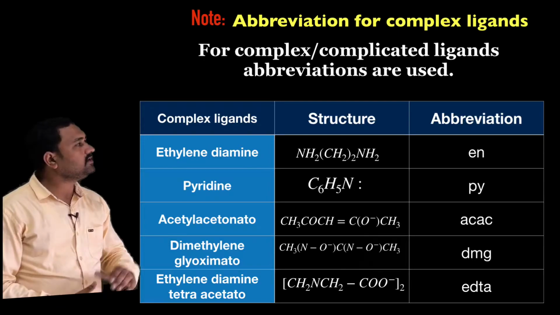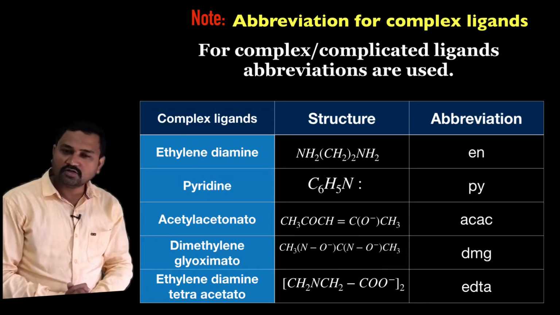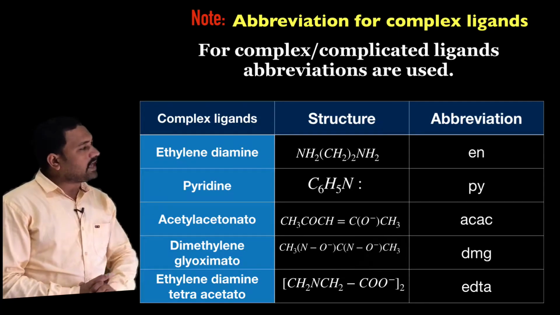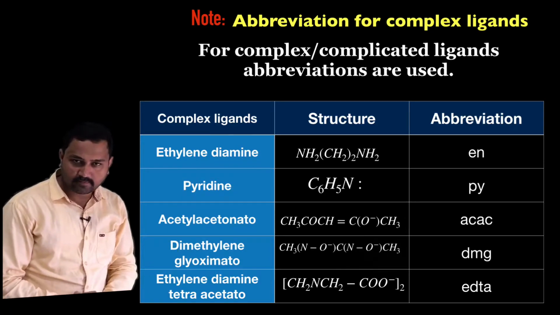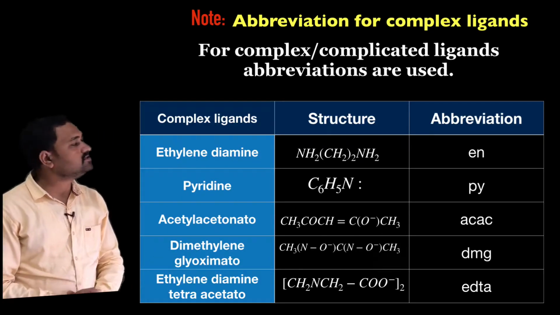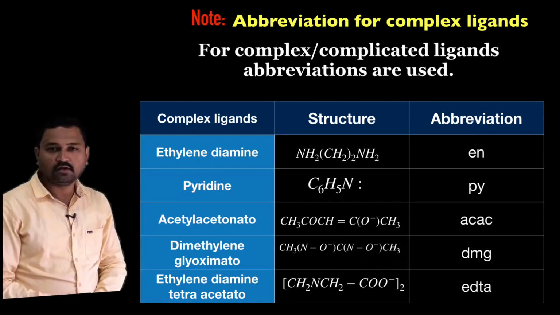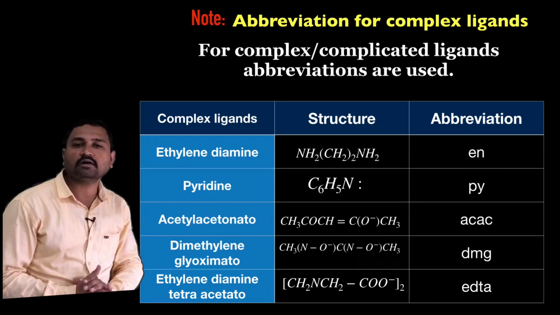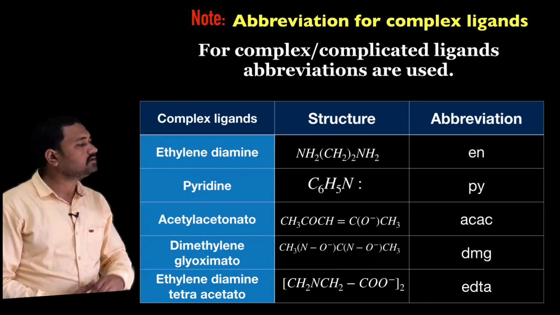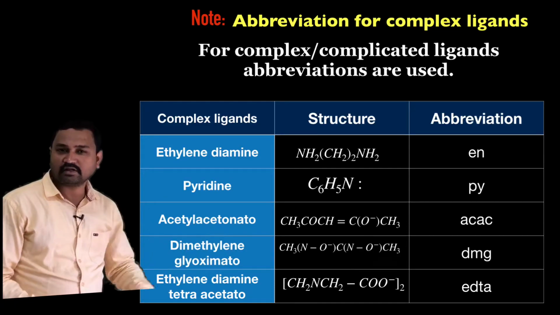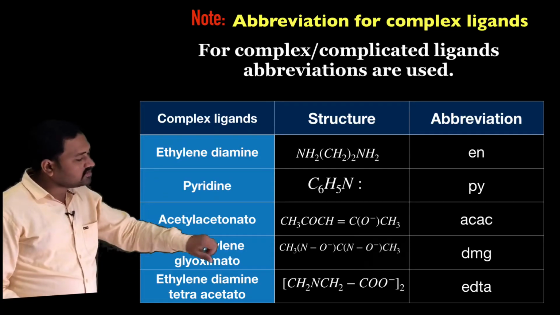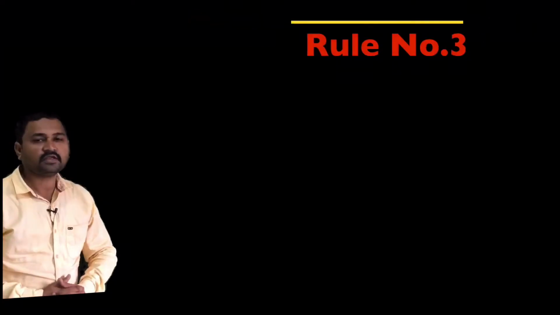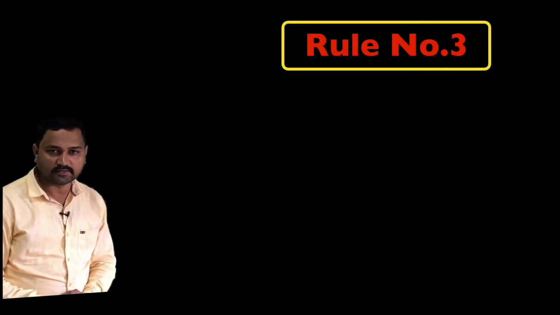Then the next example is pyridine. So here the abbreviation is PY. The next is acetyl acetonato, and its abbreviated form is ACAC. Here you can observe I have again given one example. I have actually written the formula again. So now let us discuss rule number 3.